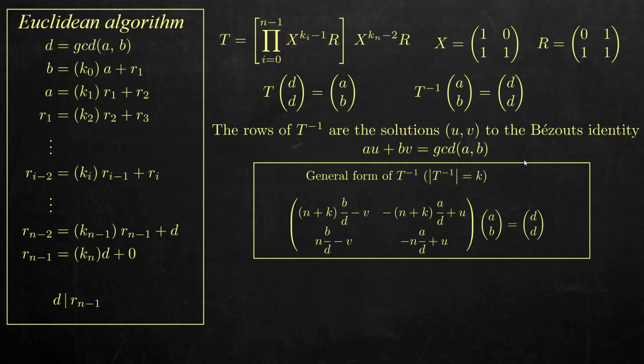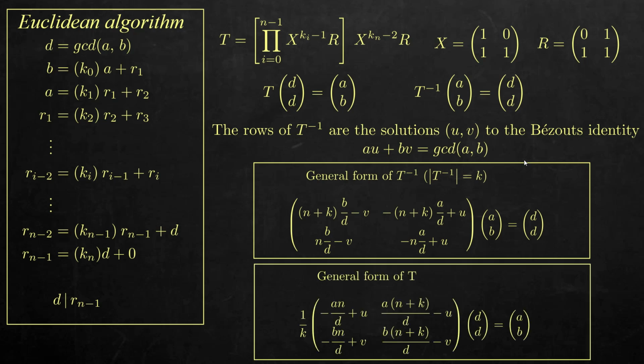Since Bézout's identity has infinitely many solutions, the inverse matrix provides a general solution, where n and k are any integers, and the determinant of the solution matrix is k. Note that the original transformation is not unique, as demonstrated in this example.